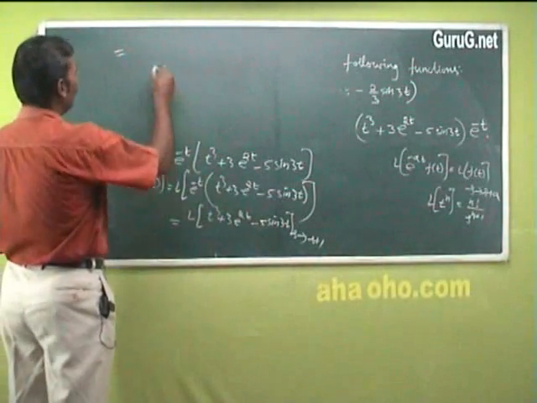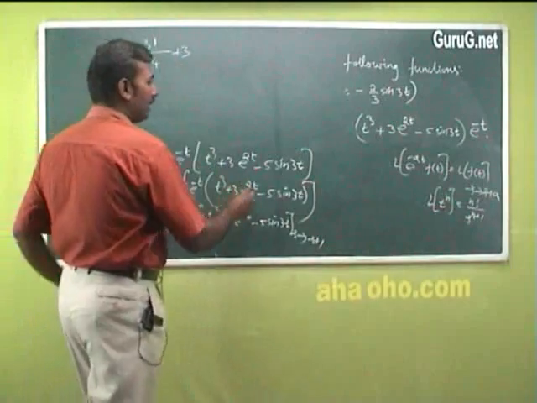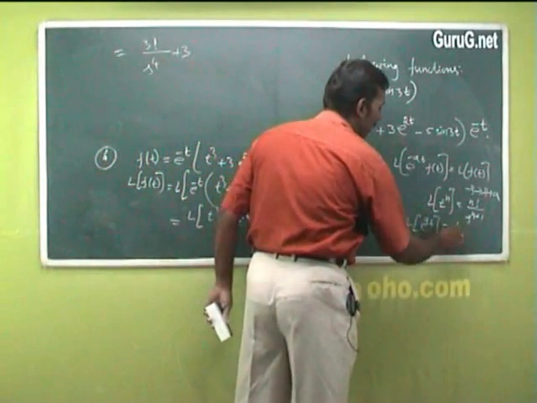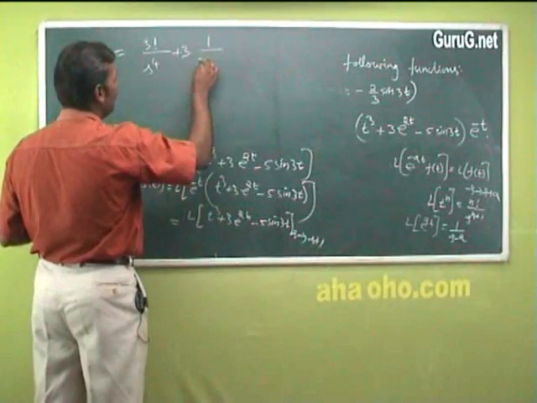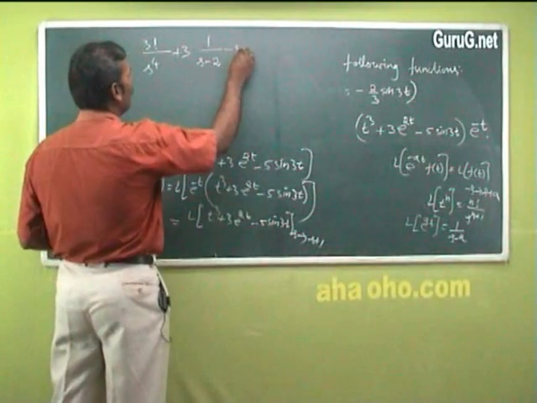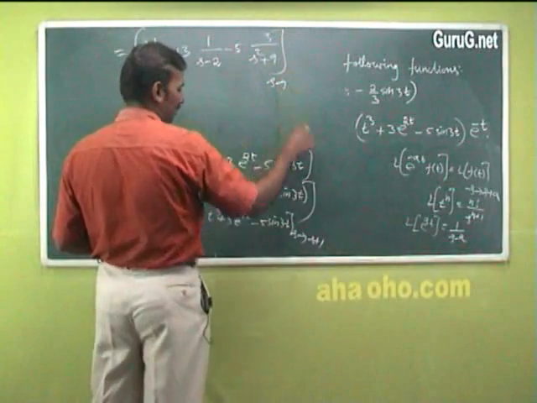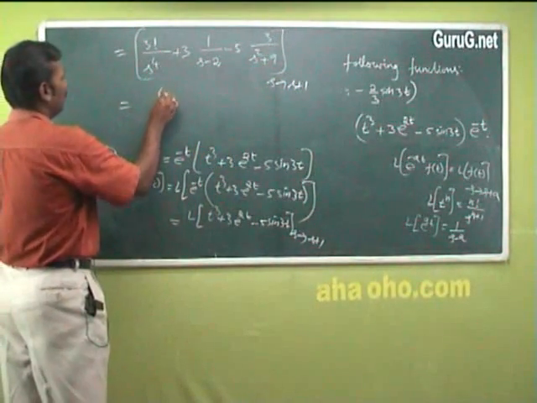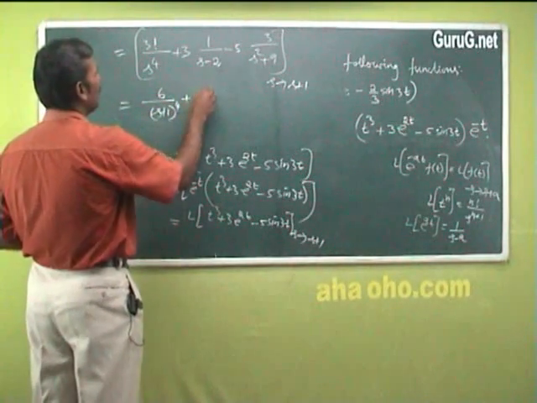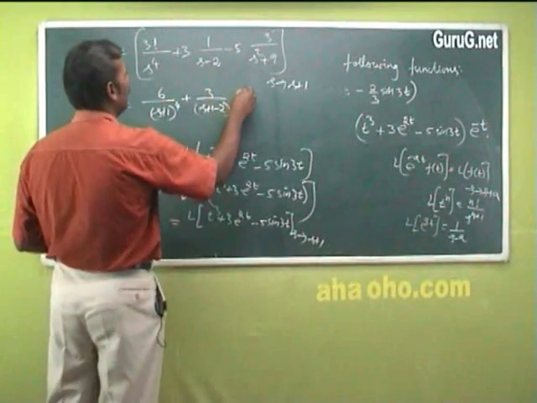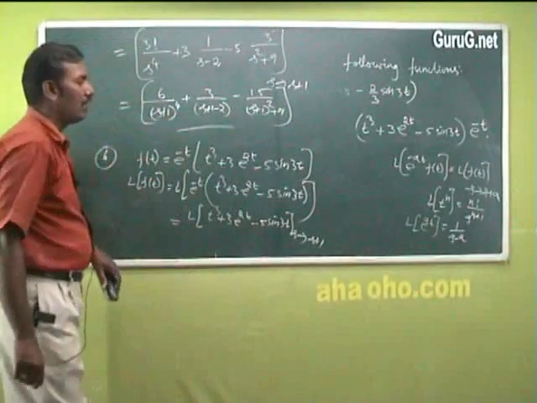So L of t cube is 3 factorial by s power 4, plus 3 into L of e power at. What is L of e power at? 1 by s minus a. So we get 3 into e power 2t giving 1 by s minus 2, since here a is 2. Minus 5 into sin 3t, so 3 by s squared plus 9, then s is replaced by s plus 1. 3 factorial is 6 by s power 4, with s replaced by s plus 1, so s plus 1 whole to the power 4, then plus 3 by s plus 1 minus 2, minus 15 by s plus 1 the whole square plus 9. So this is the required answer.